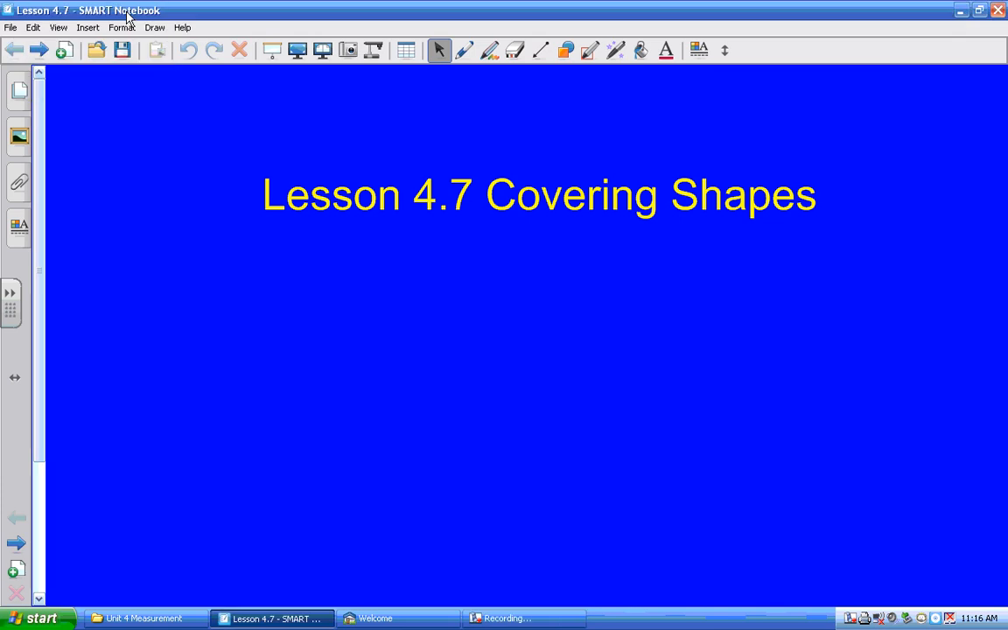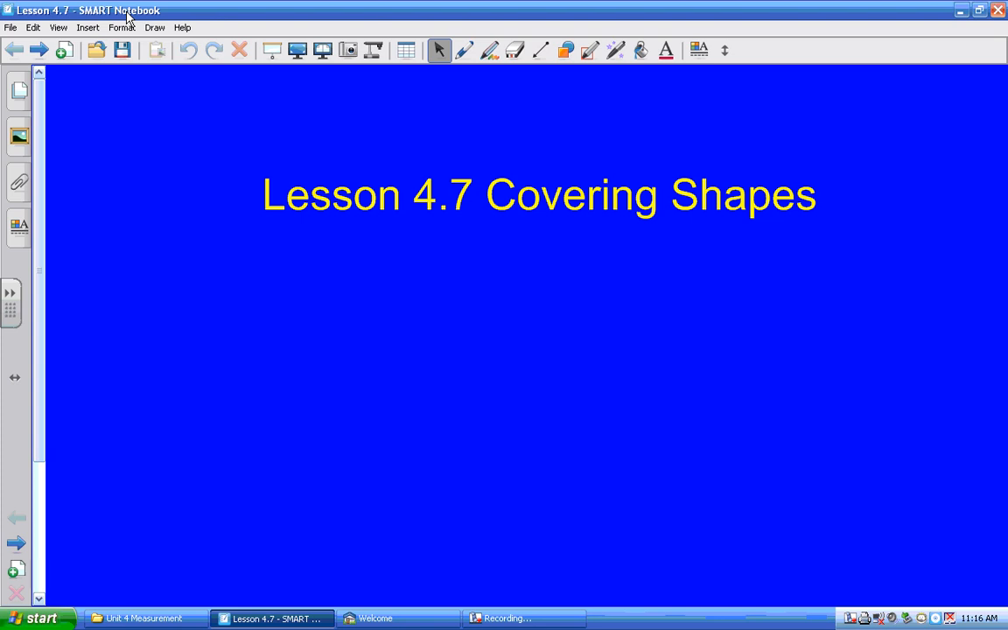Alright, so this one is called Covering Shapes. It's lesson 4.7. And this is the beginning of a concept or a topic called area. Now, some of you may know a little bit about area, and some of you may not. Area is how much covering something has.